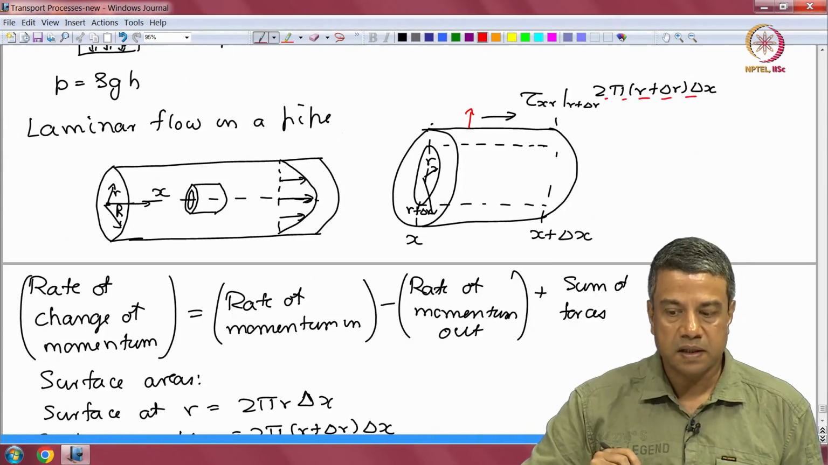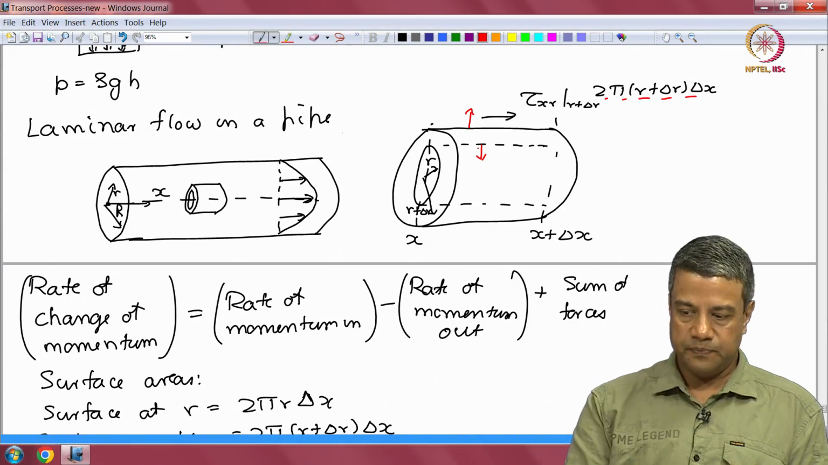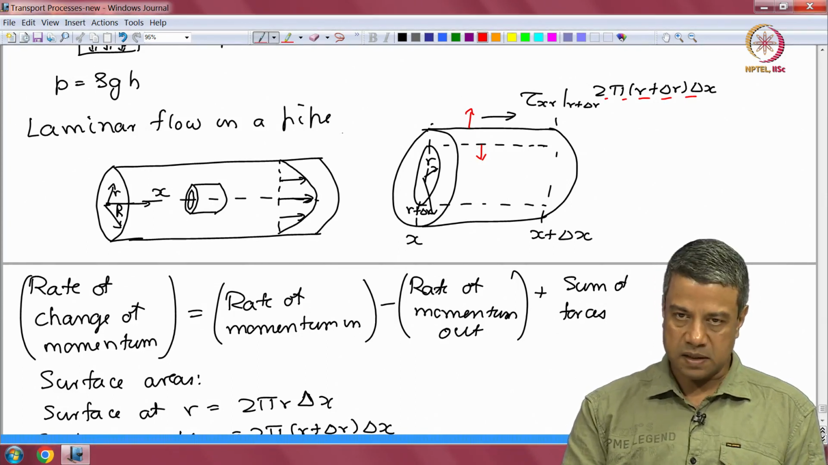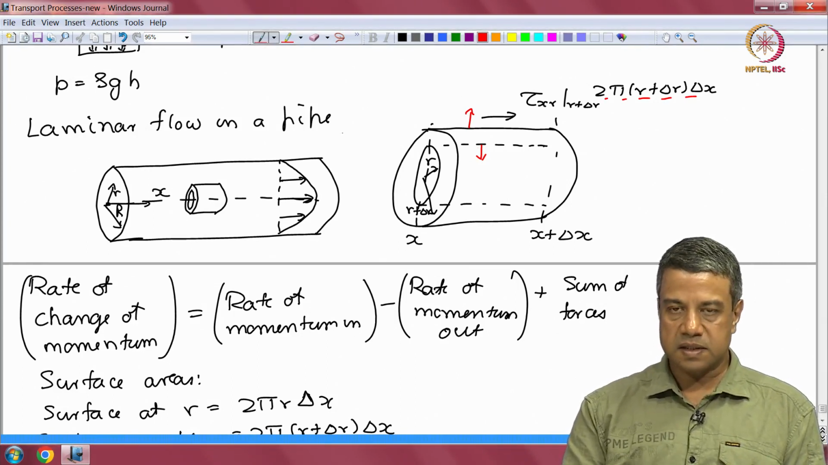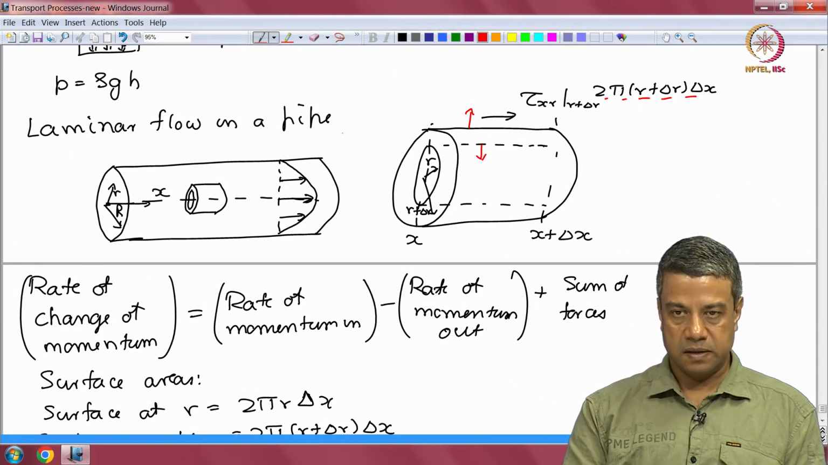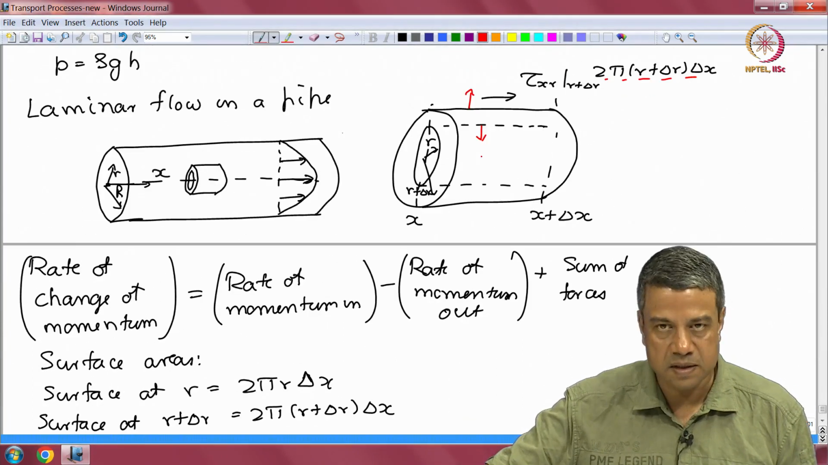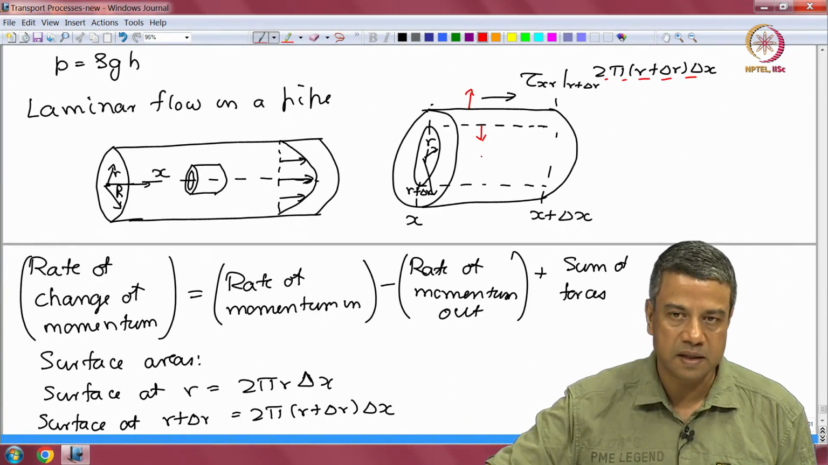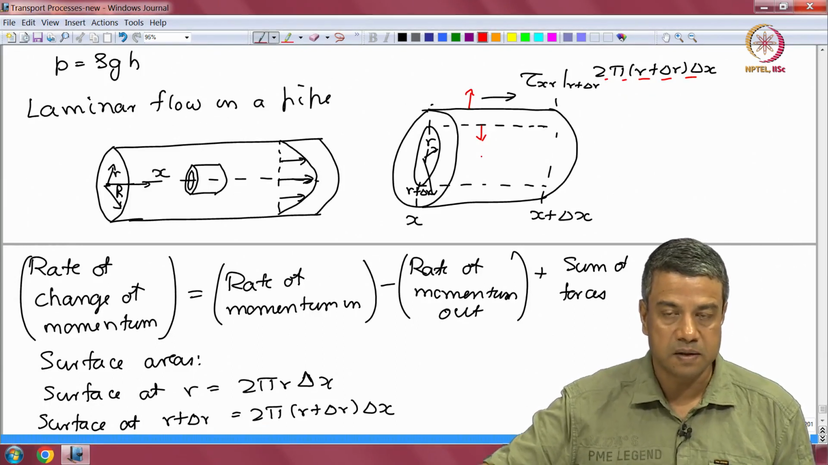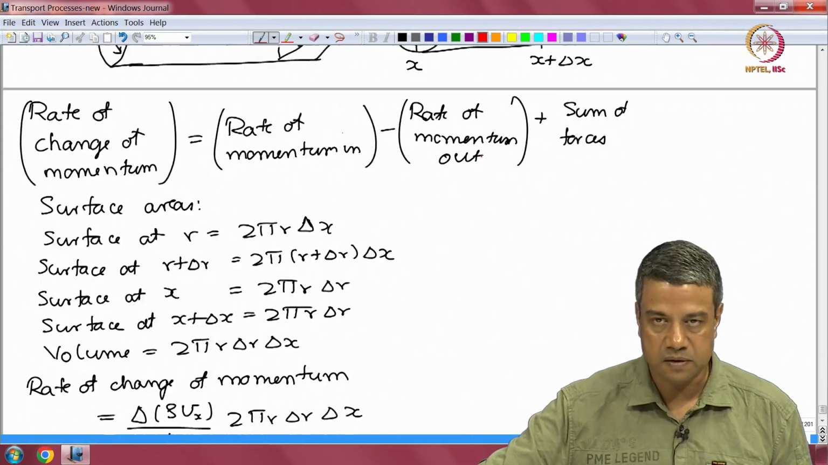On the surface at r, the unit normal is in the minus r direction. Therefore, the stress on the surface at r is minus tau xr, into 2 pi r delta x. Because the unit normal is in the minus r direction, the force is minus tau xr, because when you interchange the sign of the unit normal, the sign of the force also changes.